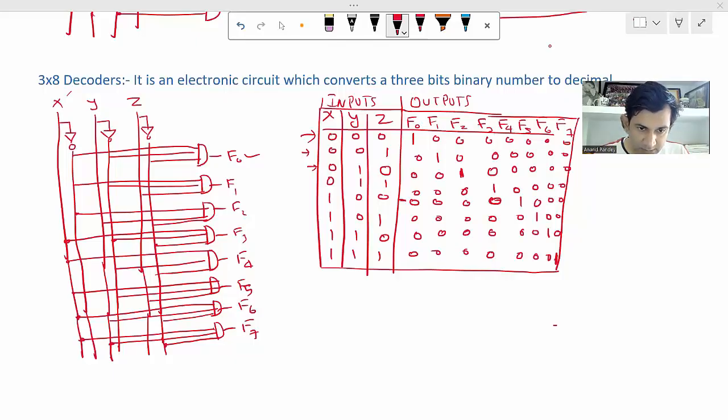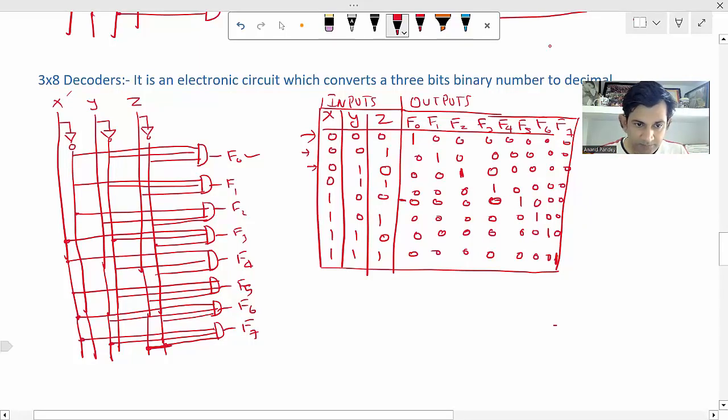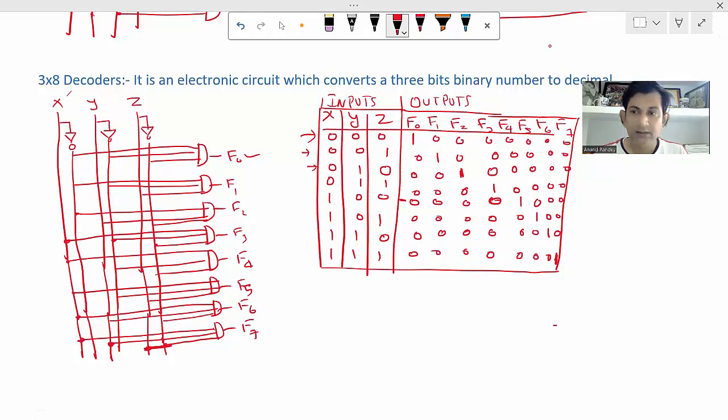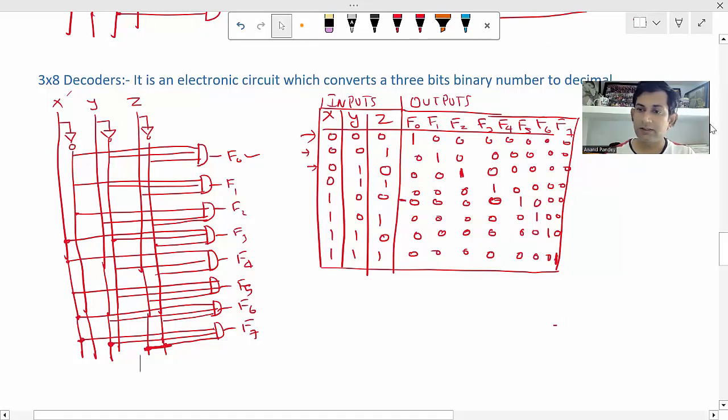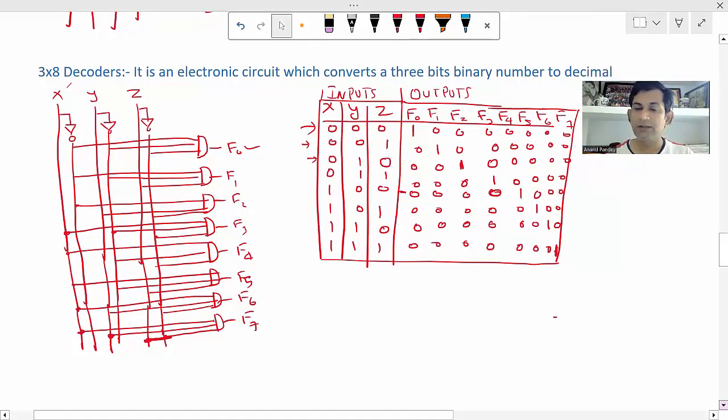See one correction here. This will be joined to this line. 1 1 1. Okay, this line. This correction here. So this is all about the 3 cross 8 decoder. Now I'm going to discuss the next circuit, that is the multiplexer.